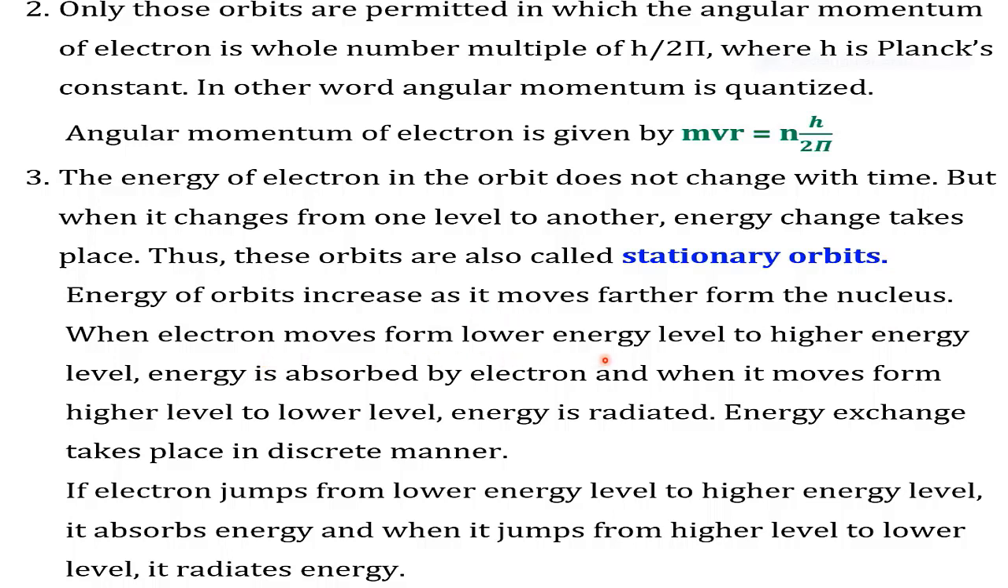When an electron moves from a lower energy level to a higher energy level, energy is absorbed by the electron, and when it moves from a higher level to a lower level, energy is radiated. Energy exchange takes place in a discrete manner. If an electron jumps from a lower energy level to a higher energy level, it absorbs energy, and when it jumps from a higher level to a lower level, it radiates energy. And this radiation is of a particular wavelength.